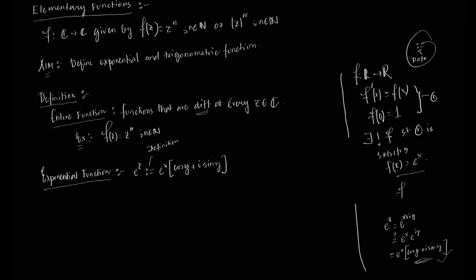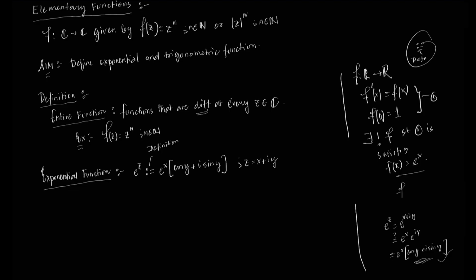See here, e^x is well defined. z is x + iy, where x and y are both real numbers. So e^x is well defined, and cos y and sin y are also well defined. So basically, I am putting all these things together and defining a new complex number, which we are calling e^z. That's what we are doing.